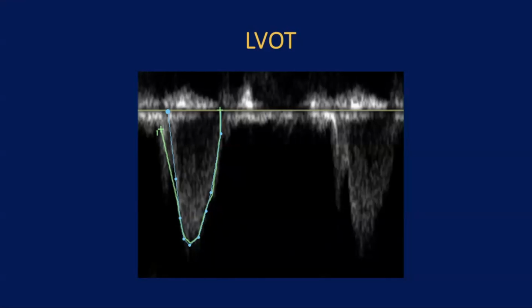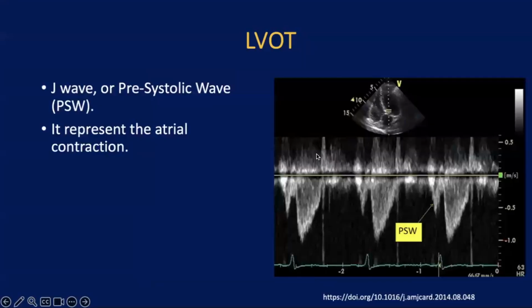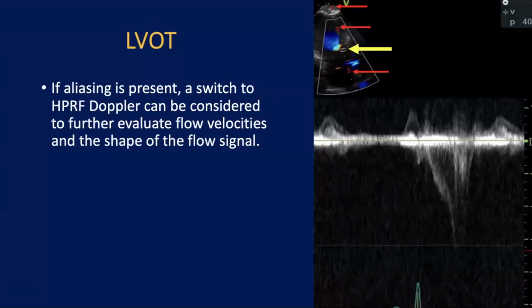So this is commonly seen in echo. There is always a wave before the pulse wave of the LVOT, which is called the J wave or the pre-systolic wave. They used to calculate it, I think, through the cath always. So it represents the atrial contraction. And if you search the literature, there is a lot of research about it. Is it absent? What does it indicate? Is it present? What does it indicate? Is it prominent? What does it indicate? And there is really a lot of good talk about it.